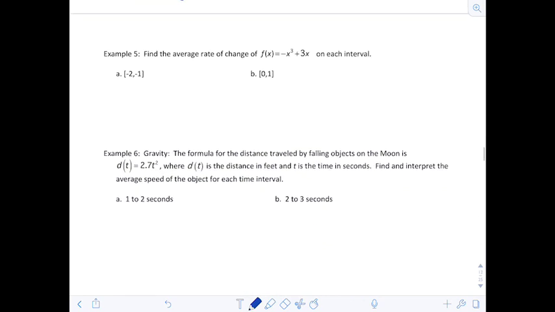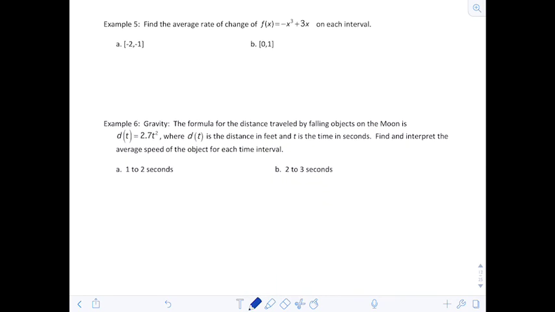So let's look at example 5. Find the average rate of change of f of x equaling negative x to the third plus 3x on each interval. So as we look at A, from negative 2 to negative 1, these are x values. And I want to see the change in the graph, the change in the functional values from negative 2 to negative 1 on the x-axis. So we're going to start by finding the y values, f of negative 2 and f of negative 1.